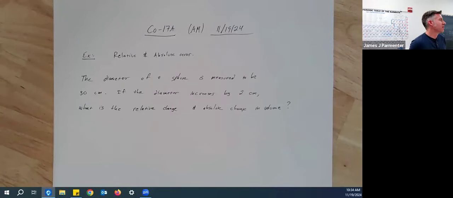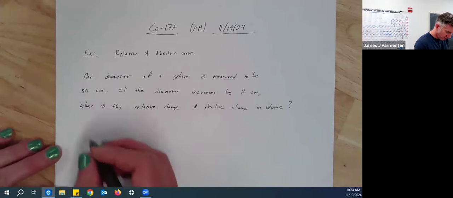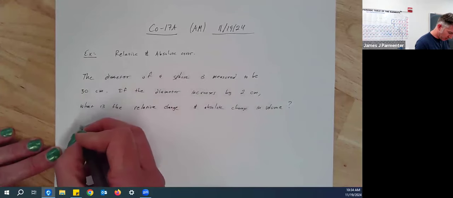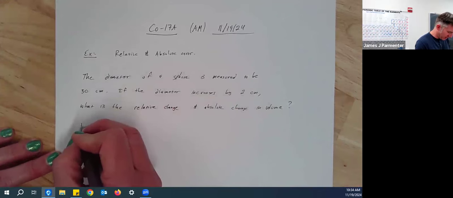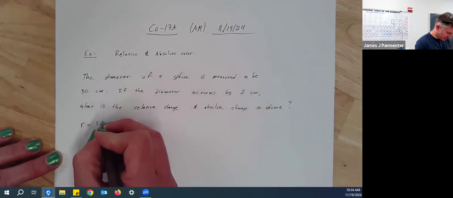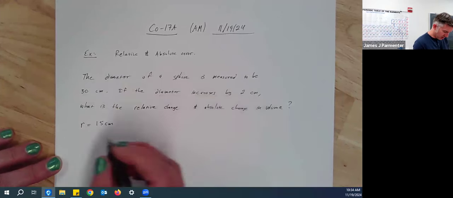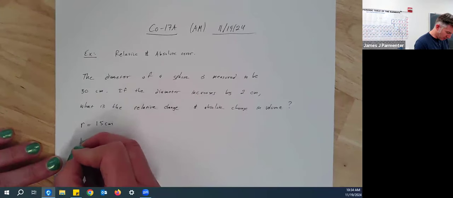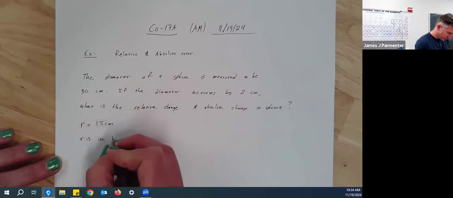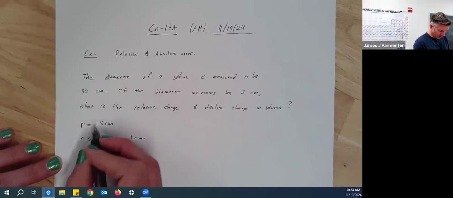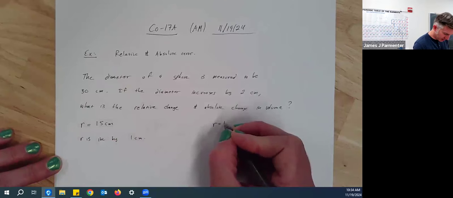So there's a couple ways to think about doing this. Really, it all comes down to using linearization to approximate the change. So let's write what we know. The diameter is 30 centimeters, so we really care more about the radius. The radius of our sphere is 15 centimeters, and since the diameter is increasing by 2 centimeters, the radius is increasing by 1 centimeter. So we're going from a radius of 15 to a radius of 16 centimeters.